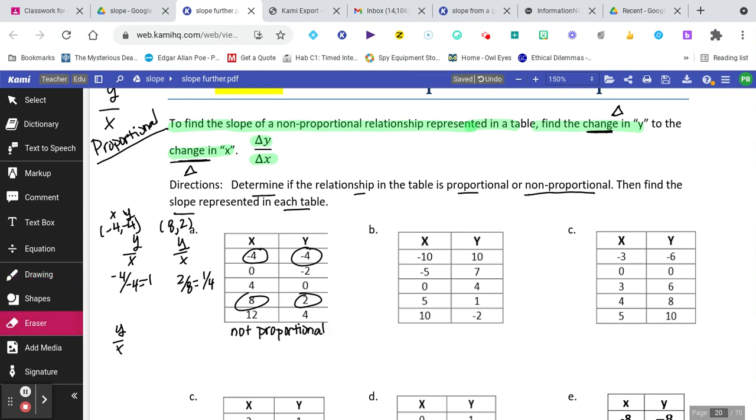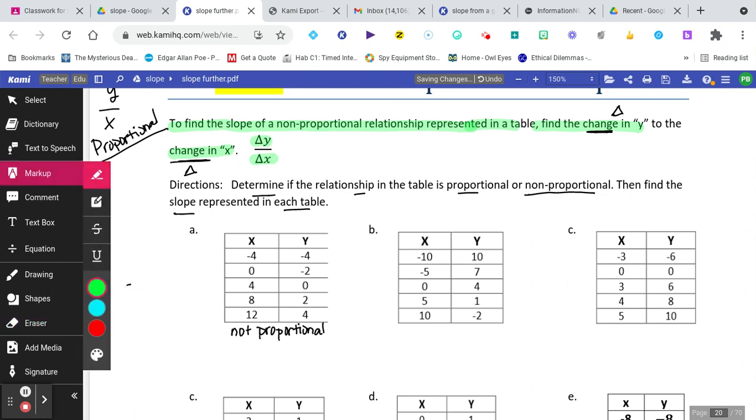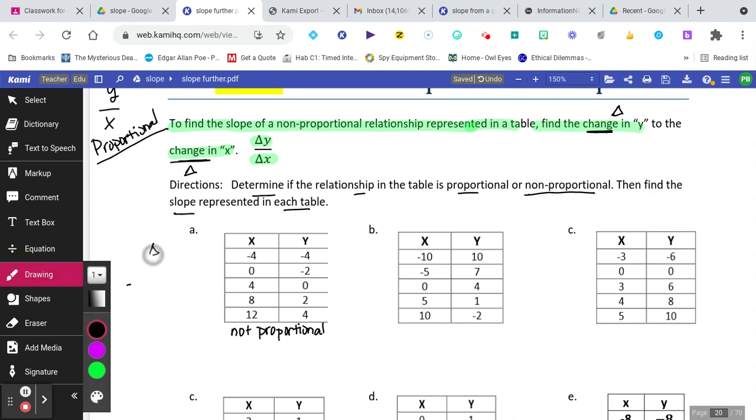So with that being said, the question is, well, what do I do to figure out what the slope is or what the unit rate is? Well, if it's not proportional, I highlighted in green that you're going to find the change in y over the change in x, and you all make sure you're taking notes. So this is what I do. I write down the formula to find the slope from a table, or the unit rate from a table, the change in y with the change in x.